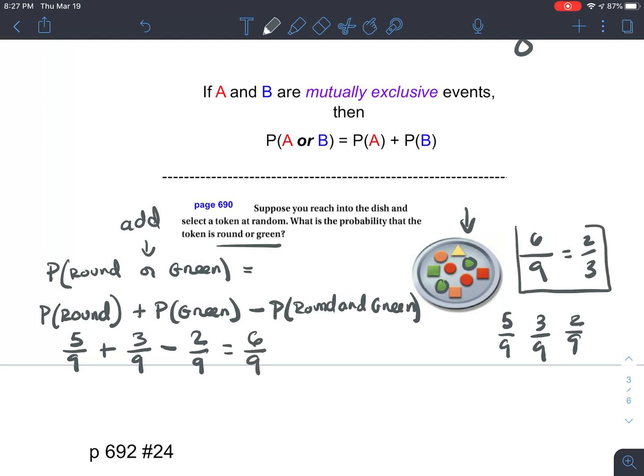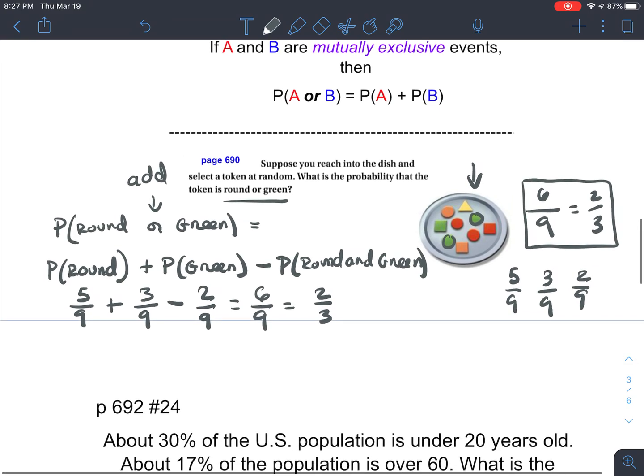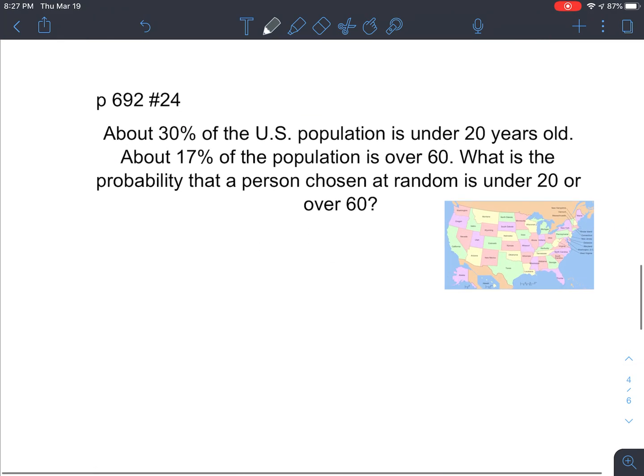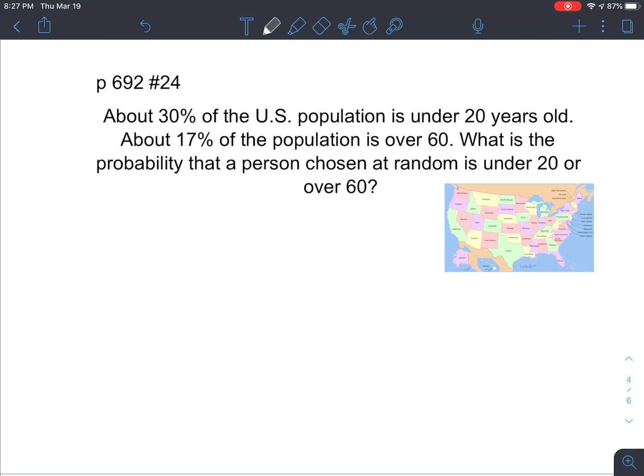The same 6 over 9 we got when we looked at the picture. Again, that reduces down to 2/3. All right, so that's how the formula works. We're adding the two individuals and then subtracting any overlap that we have. So let's take a look at number 24 on page 692.